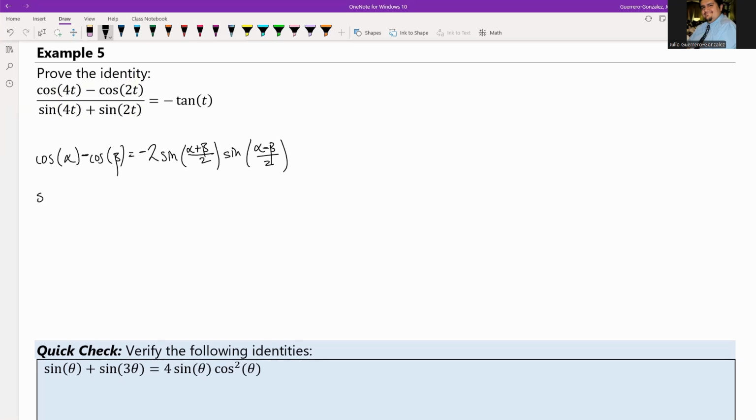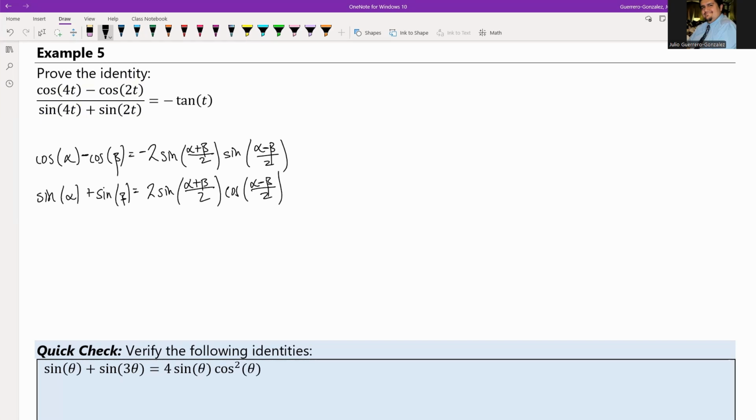And then the sine of alpha plus sine of beta. Okay, if you look again back at your sheet, it's 2 sine alpha plus beta over 2 cosine alpha minus beta over 2. Okay.